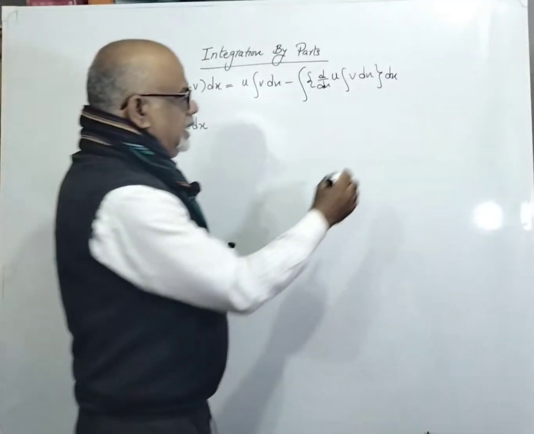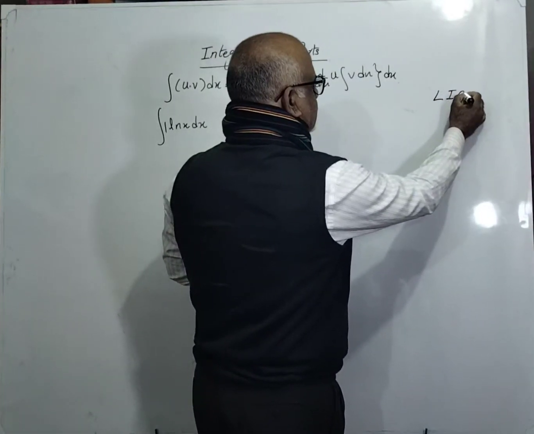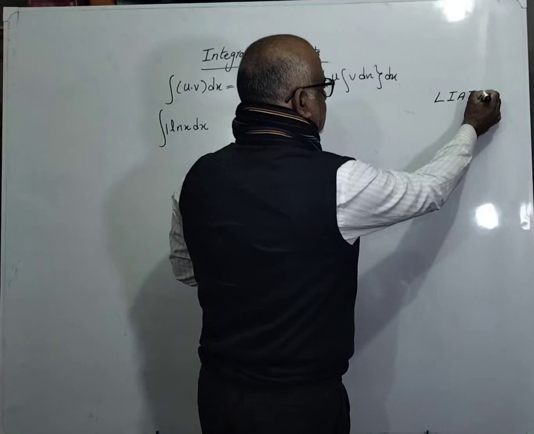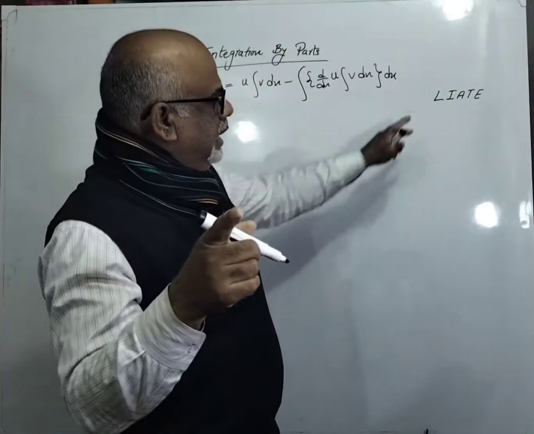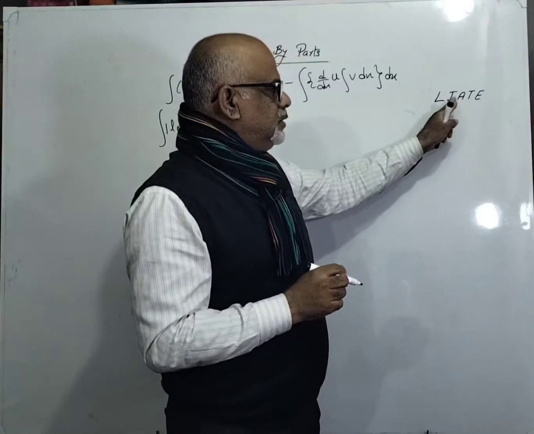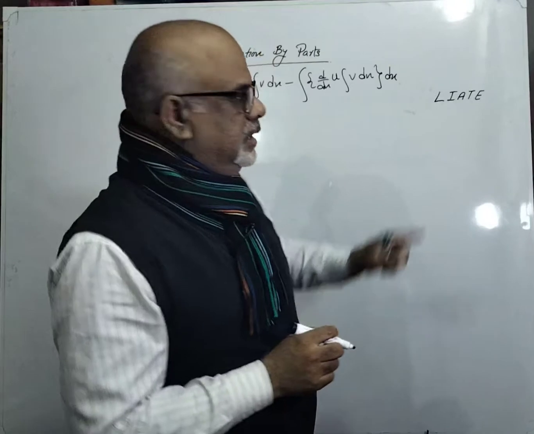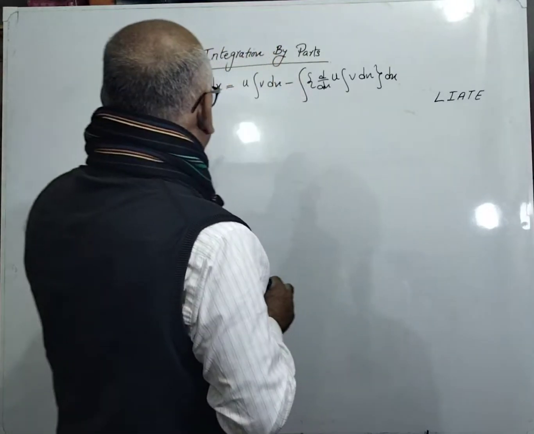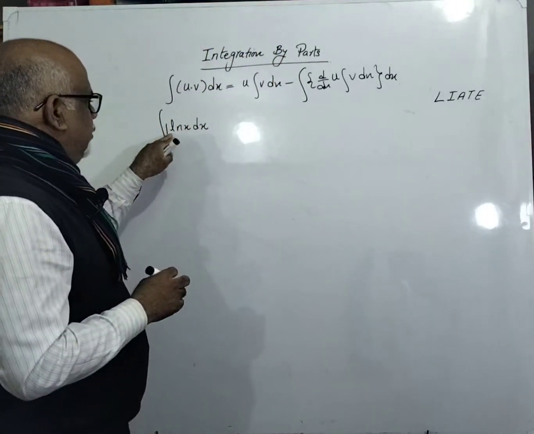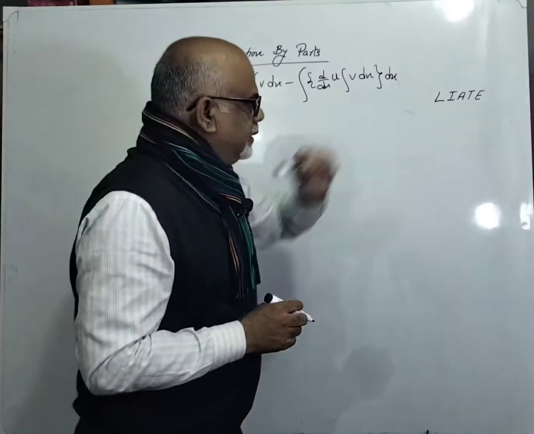So according to the LIATE in my first lecture, L-I-A-T-E: logarithmic function, inverse function, algebraic function, trigonometric functions, and exponential function. This will be the order we have to use here, to decide which function we have to take as u and which function we have to take as v.